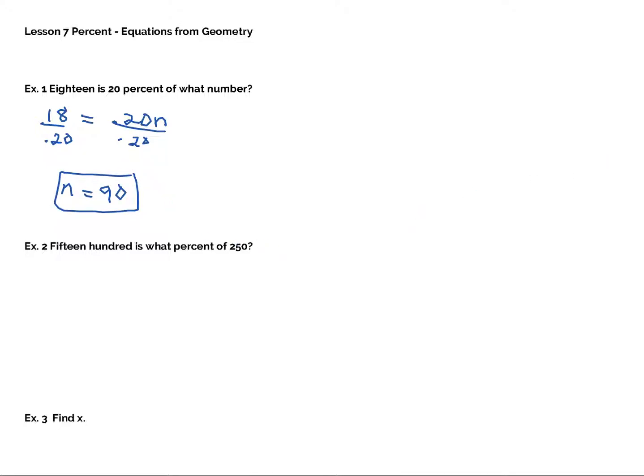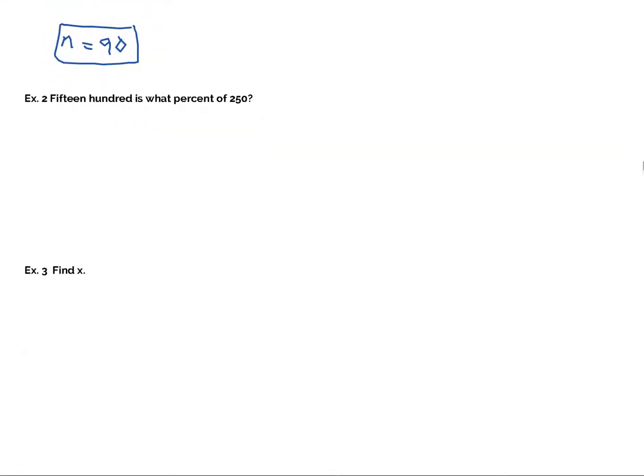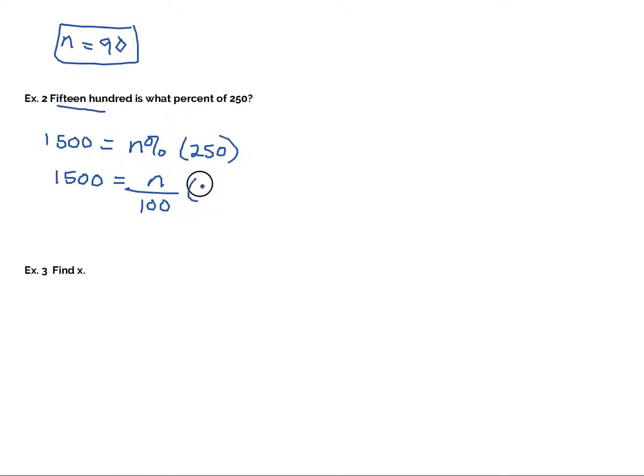Next one. 1500 is what percent of 250? This one's a little bit different, but we're going to do the same thing. 1500, so we got 1500 is, now we have what percent? So you can do n% if you want of 250 like that. Sometimes you can do it like this to make it make more sense. Percent is per 100 of 250 like that. Sometimes I just leave that out and move my decimal point at the end.